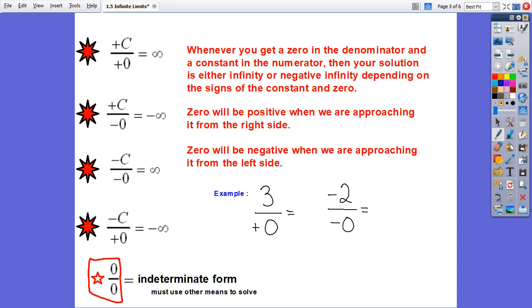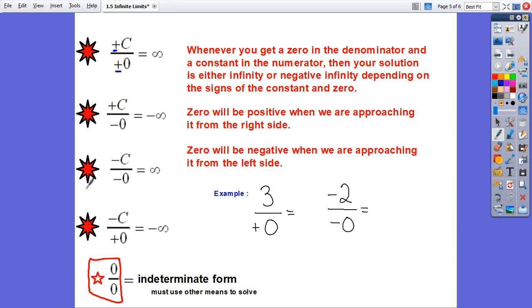Now, what if we don't get 0 over 0? What if we get a constant over 0? Anytime you get a constant over 0, there's no more work to be done. You cannot simplify this any further. What it implies is that you're either going to have positive or negative infinity as your solution. So we already know when it's a constant over 0, it's either going to be infinity or negative infinity. We just got to decide which one it is. So what we do is we label the signs out in front of our constant and our 0, and they are going to come into play. So positive over positive is positive, and such. A positive over a negative is negative.